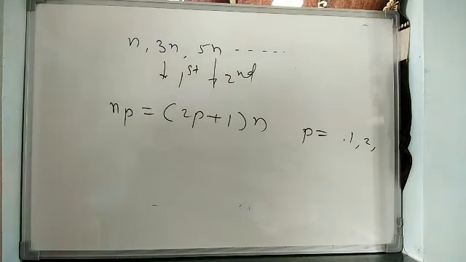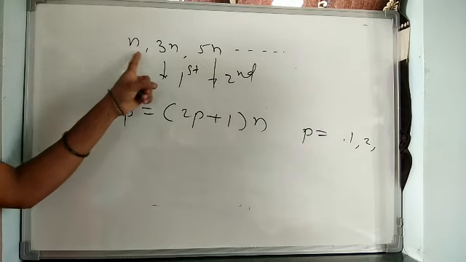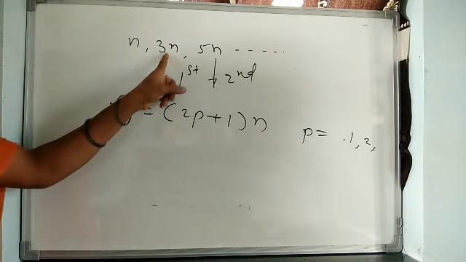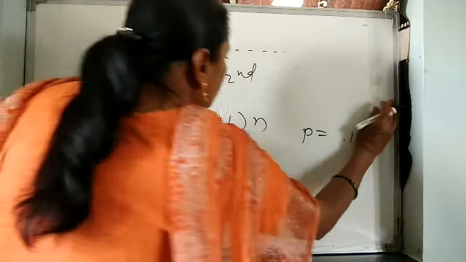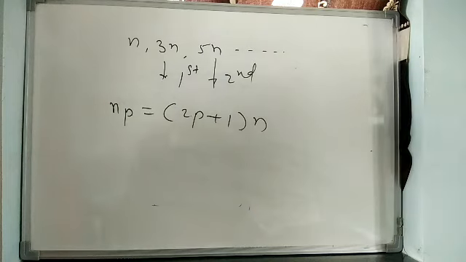In this way, if a question is asked like this, you can show how odd harmonics are present in case of a pipe closed at one end. You have to show that only odd harmonics are present in a pipe closed at one end. That is, the frequencies present in this case are N, 3N, 5N, etc. This is the frequency of the first overtone. This is the frequency of the second overtone, etc. This is the frequency of the pth overtone. You have to remember Np is equal to (2p plus 1) into N.